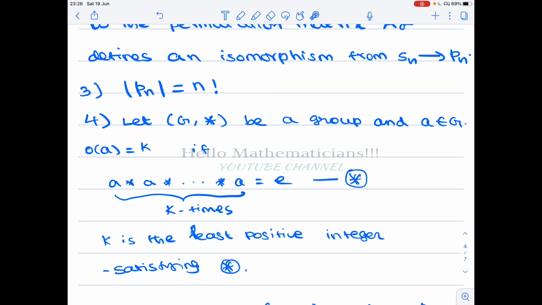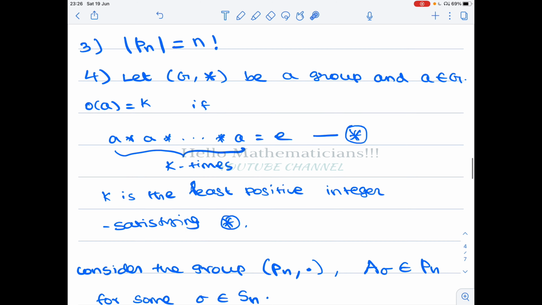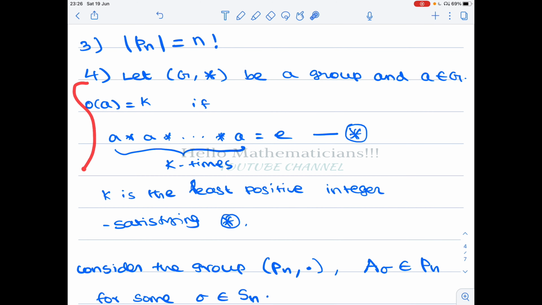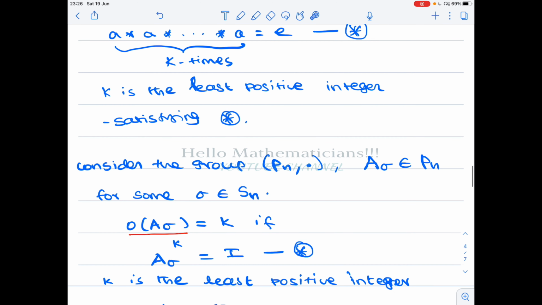This K also has to be the least positive integer satisfying this condition. Such a K is said to be the order of the element A. Now we restate this definition in the group Pn. Pn consists of n by n permutation matrices. It is a group under matrix multiplication.